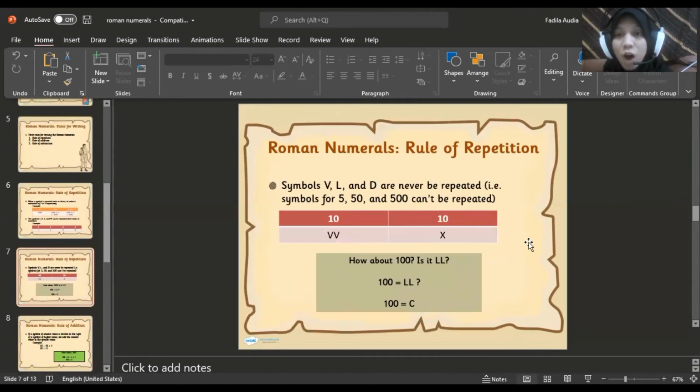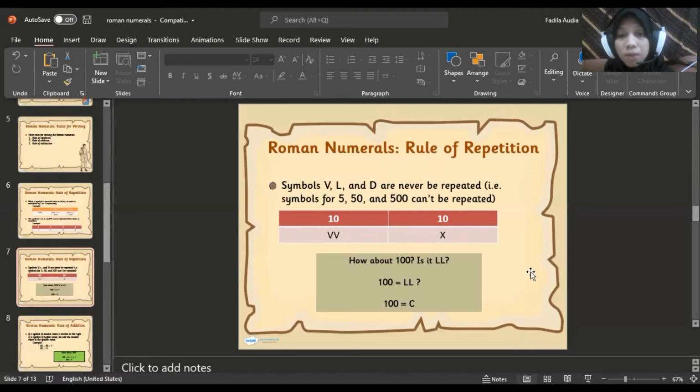Okay, still in the rule of repetition, symbols V, L, and D are never repeated. V is equal to 5, L is equal to 50, and D is equal to 500. So, if we write VV, is it 10? But the answer is no. 10 is written in Roman numerals as X. It's not VV, so it's wrong.